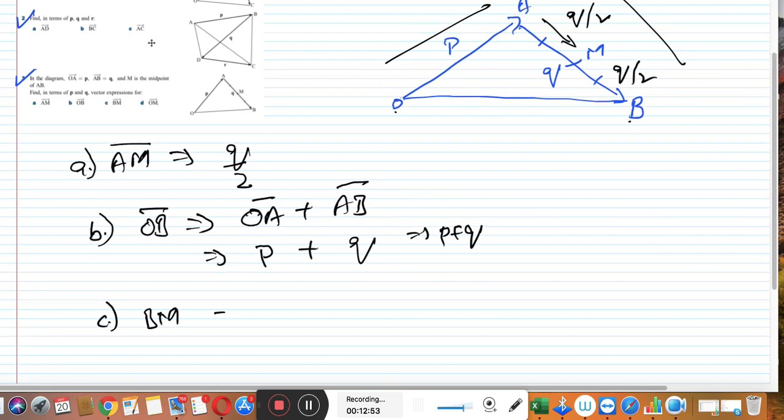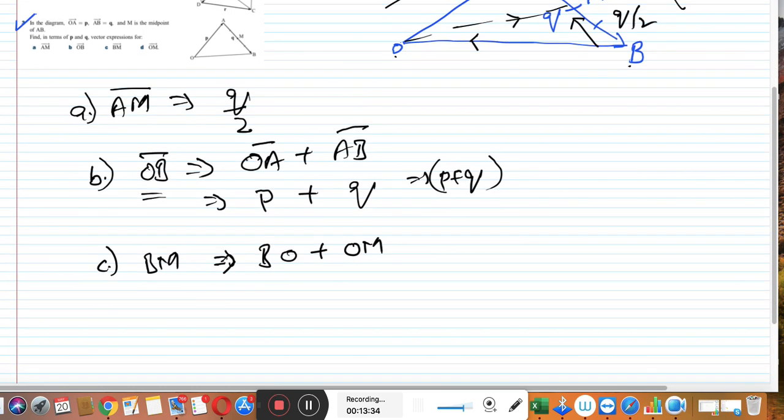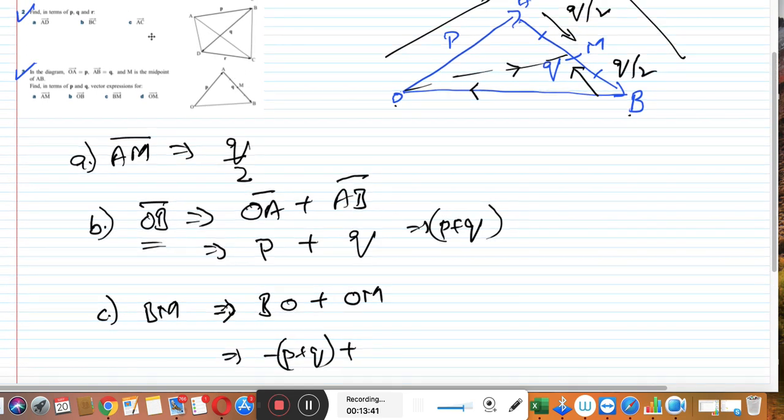C is your BM. BM, from B to M we have to make the direction. So what we can say, we can go BO plus OM. Now, what will make sense is that what we just found is P plus Q. So this was actually OB. So this time the sign will be reversed and this will be minus P plus Q plus OM.